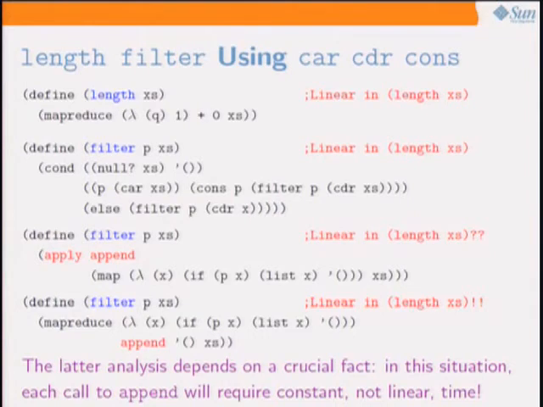Now, in this last definition, I've called map reduce instead, and it is in fact linear in the length of the x's in execution time. But I know that only by doing a deep analysis, looking at the precise definition of map reduce, and determining that in fact each time it calls append, its first argument is of length 1. And therefore the call to append will take constant time, and therefore the call to map reduce overall will take linear time. That requires a deep analysis.